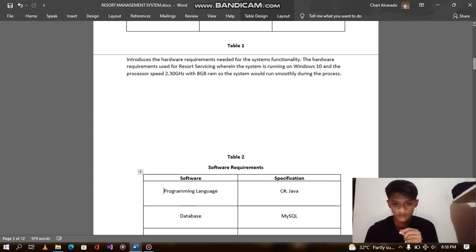Table 1 introduced the hardware requirements needed for the system's functionality. The hardware requirements used for resort servicing, wherein the system is running on Windows 10 and the processor speed 2.30 GHz with 8 GB RAM, so the system would run smoothly during the process.